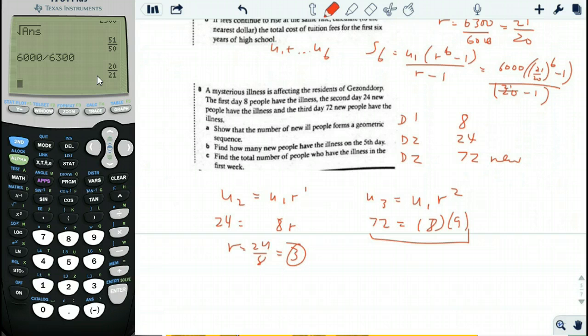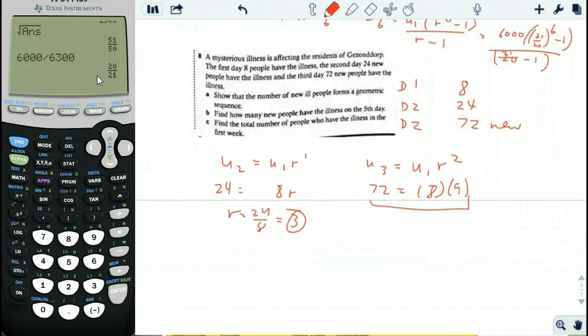Find how many new people have the illness on the 5th day. So that would be u5. u5 is equal to u1 times r to the n minus 1, which is r to the 4th, and we know that r is 3. So that u5, the 5th day, we would have that many people. You can do that in the calculator.